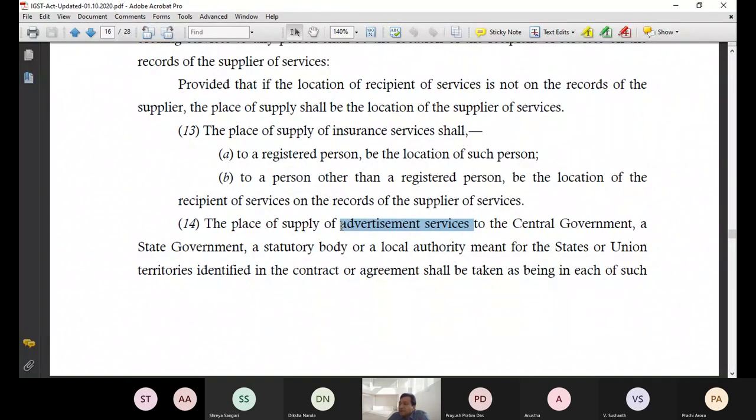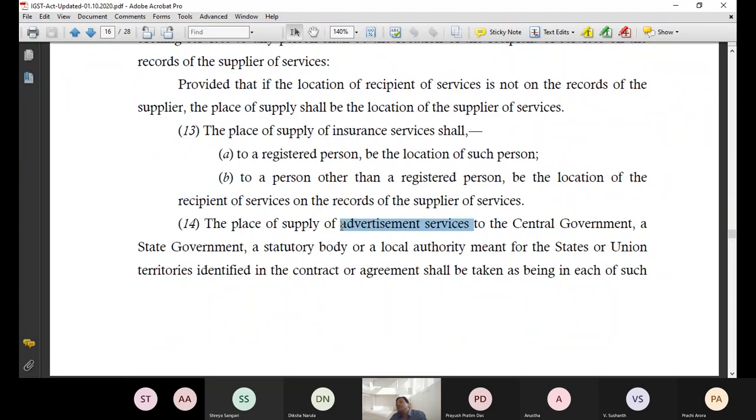And so many times this advertisement crosses different states. Now it is not so easy to compute the place of supply of this advertisement service, because if a newspaper goes across India, across the nation, then the advertisement has covered different states. Similarly, if on television, on any channel, music show, news channel, the government gives any ad, it covers entire India. So it's not so simple to determine the place of supply if you think logically.